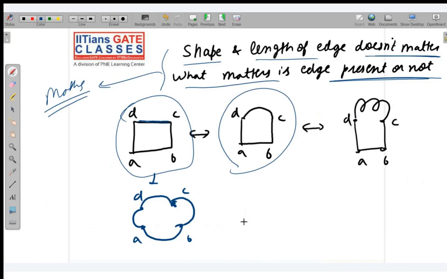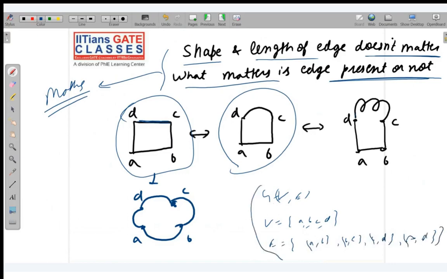It hardly matters, because for all the three graphs, mathematically how you will write a graph is as a set of vertices and edges. So what are the vertices? Vertices are A, B, C, D. Okay, and what are the edges? Edges are AB, BC, CD, and AD. So for all these graphs you will say the same wording. Are you getting it? Yes, sir.